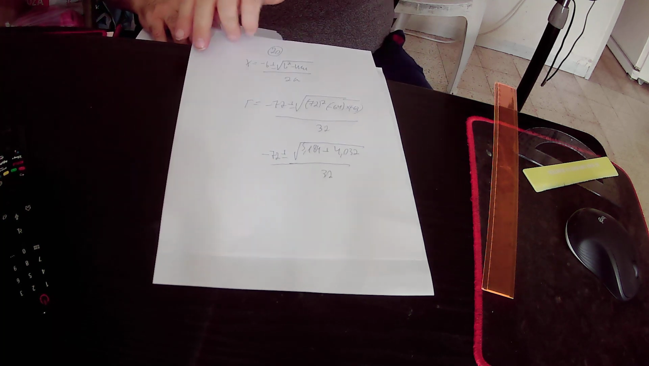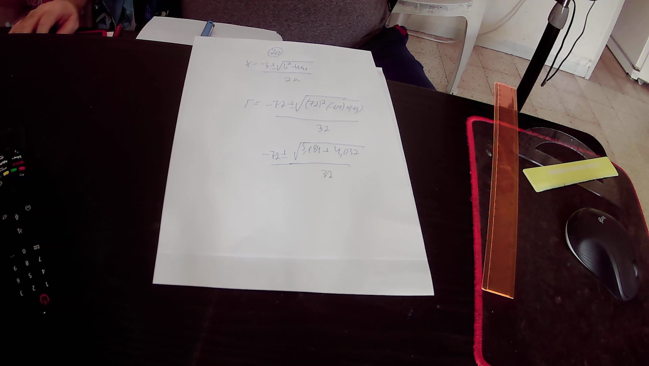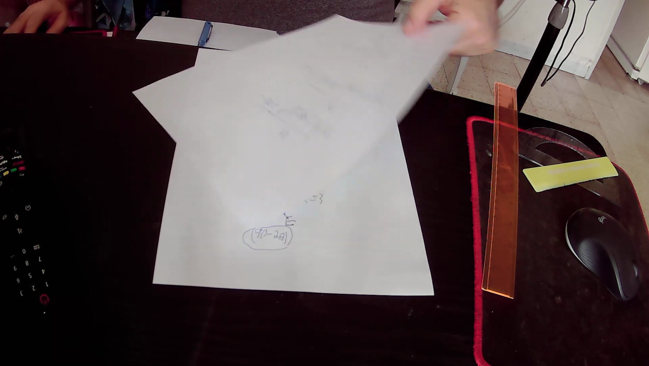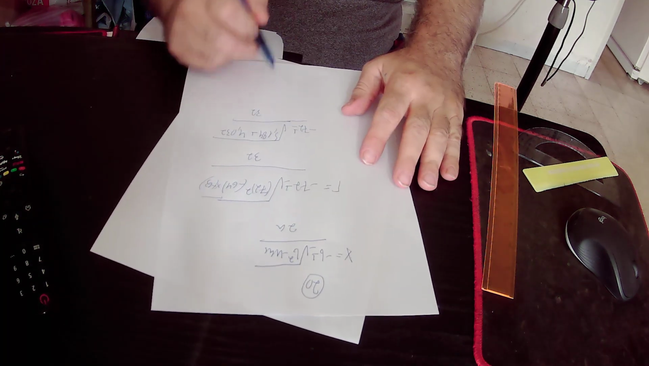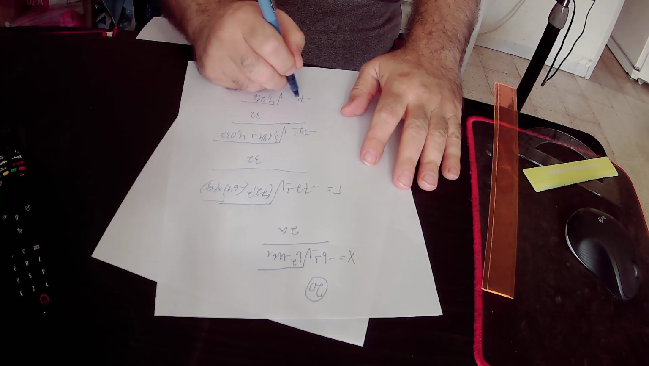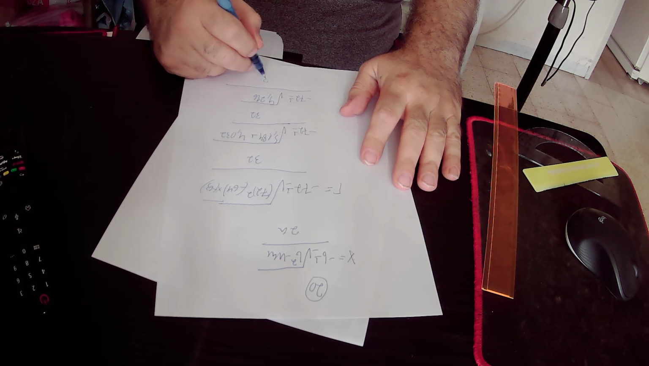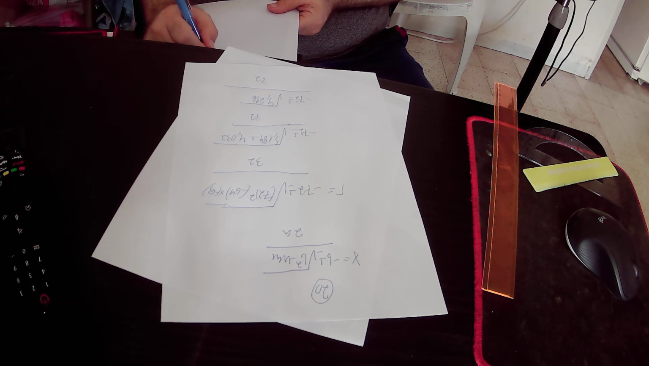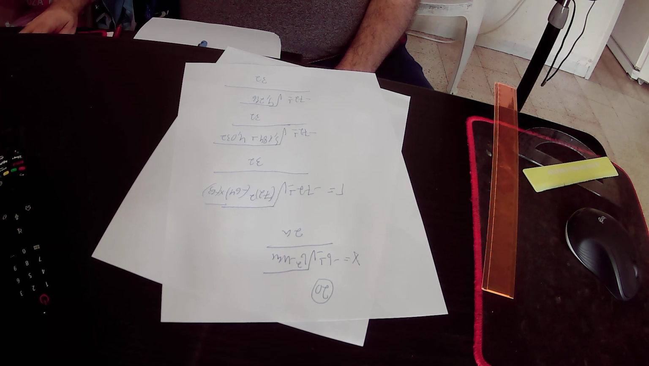So in total we got this equality, 5,184 plus 4,032 equals 9,216, and the root of 9216 is actually 96.